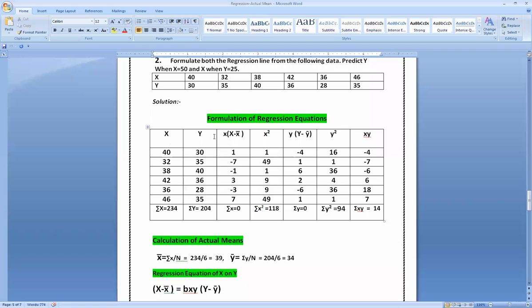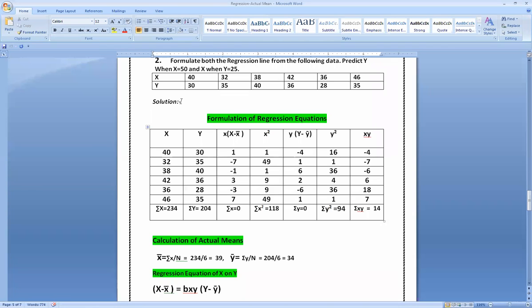One is the x column, then the y column, with the values given in the question, then deviation of x. How to calculate deviation of x? It means x minus x bar. Then we go for squaring the deviation values, that is x square. Then the deviation of y needs to be calculated, that is y minus y bar. Then square the values of y, it becomes y square. Then at last we should have the product of the deviations of x and y. So these are the columns that have to be framed.